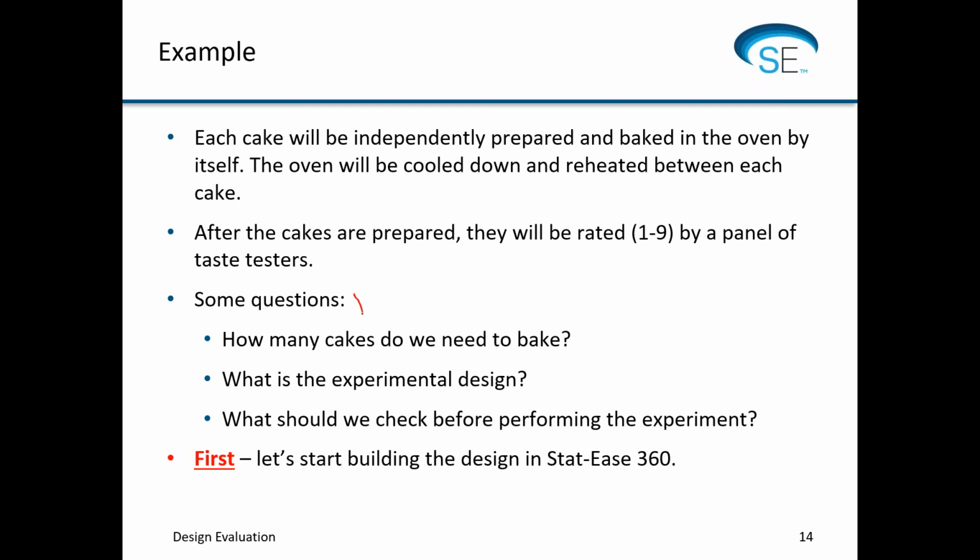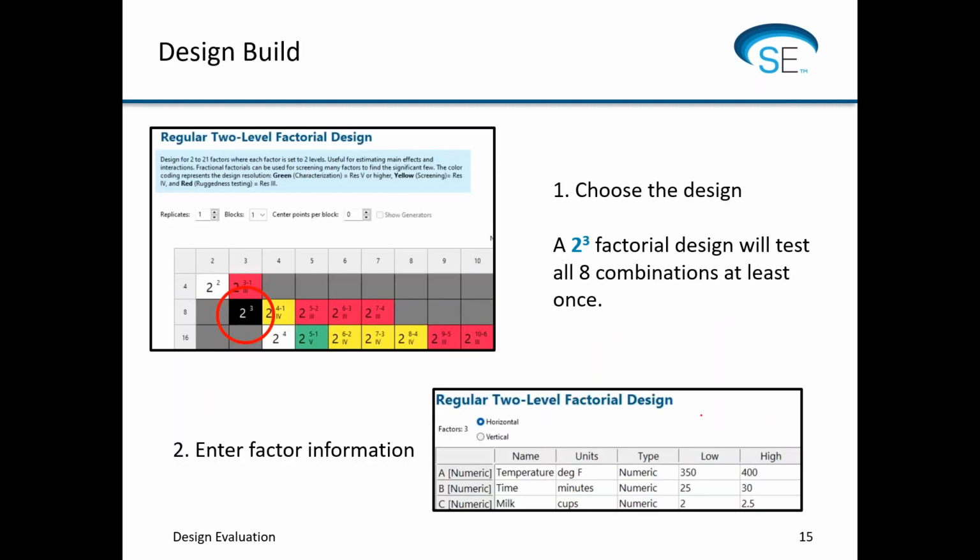So some questions here. How many cakes do we need to bake? I mean, there's 3 factors. Each have 2 levels, so there's a total of 2 to the 3, or 8 combinations. Okay. What experimental design should we use? And then what should we check before performing the experiment? So this example, I'm actually going to go through in the software, just so you can see how to do this, if you've never set this up before.